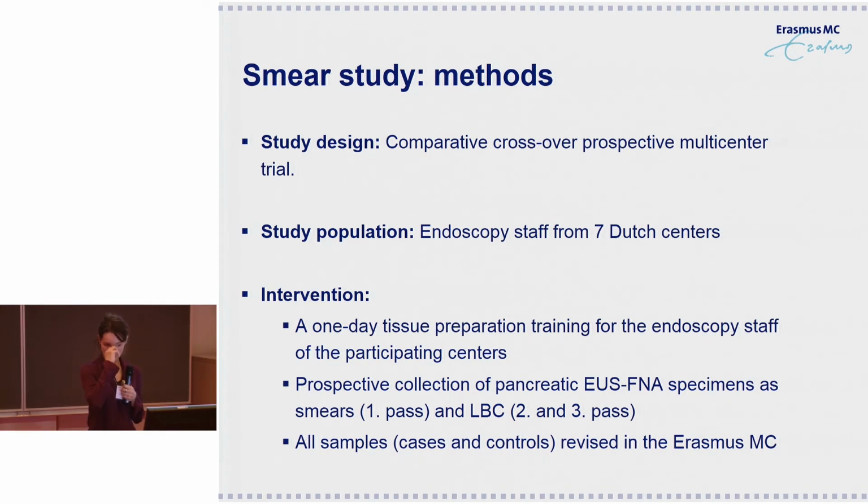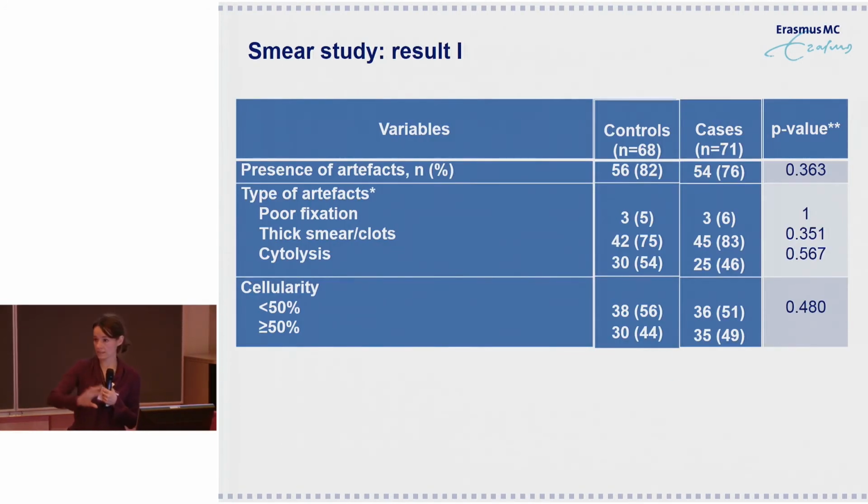So we organized a day with the training where we had around 20 people from 7 centers, and we prepared the smears together and they learned how to do it. Then we collected material from these people after the smear and compared it with material before. We thought it would be better, but it wasn't when it comes to artifacts. Before the training and after the training, the same amount of artifacts, the same problems with fixation, degeneration, whatever, and the same cellularity issues, okay?